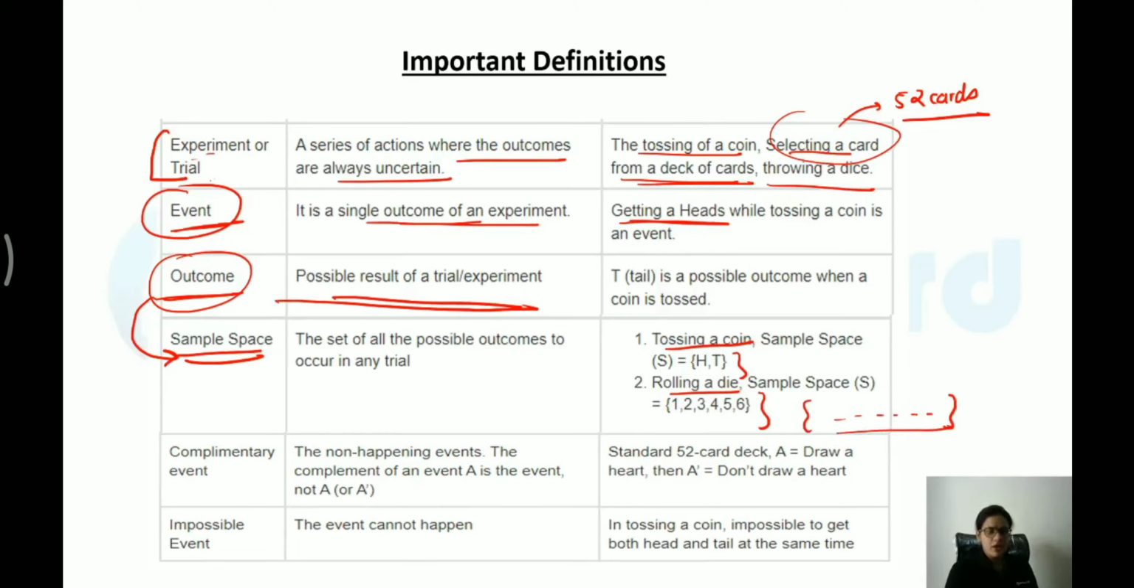Now what is the meaning of complementary event? Non-happening of the event. For example, getting 6, not getting 6. So how will you calculate this? 1 minus that value. Impossible event means the probability is 0. It is not at all possible. For example, getting 7 on a die. Getting 7 on a die is an impossible event. So these all are important definitions. They may be asked in your exam.